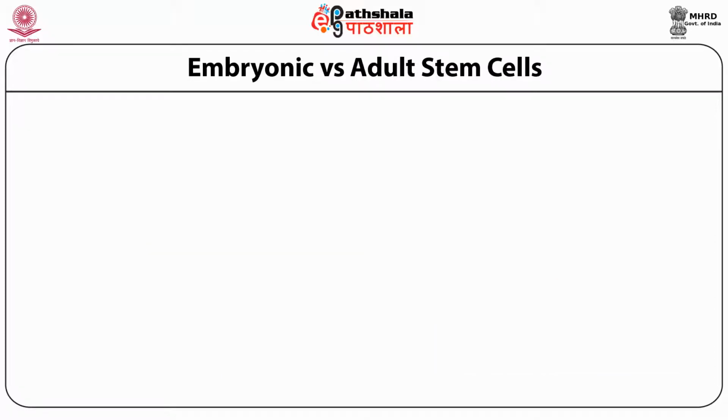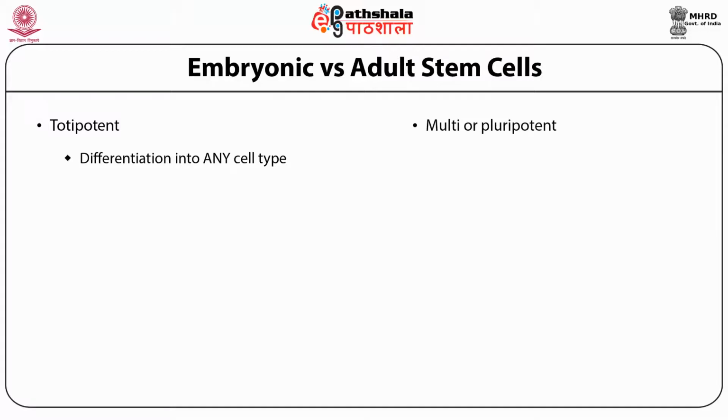So look at the difference between the embryonic and adult stem cells. As I said, there are 2 types of stem cells which are being utilized. If you look at the embryonic cells, they are totipotent cells, and as I already discussed, the definition of the totipotent cells is that they can differentiate into any type of cells. And then look at the adult stem cells, they can be either multipotent or pluripotent cells. So these multipotent or pluripotent cells can differentiate into some cell types. That means there are limited outcomes.